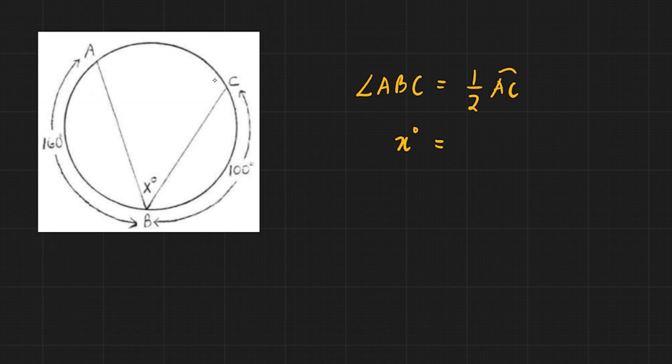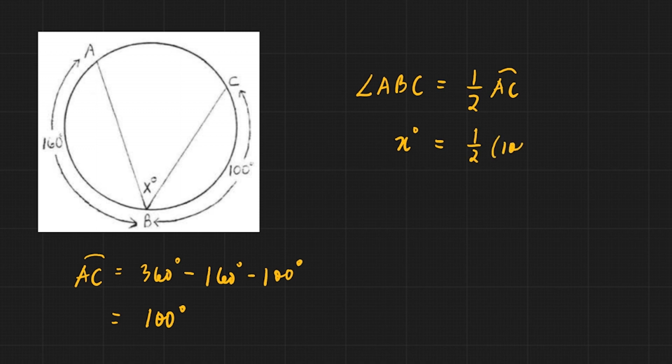So, to get this AC, we already know the 160 from A to B, and arc BC also measures 100 degrees. So, we're going to look for AC by subtracting 160 and 100 from 360. So, in this case, arc AC is equal to 360 degrees minus 160 minus 100. So, therefore, arc AC measures 100 degrees. So, we can now substitute here 1/2 times 100 degrees. Therefore, x degrees is equal to 50 degrees. Since we're going to look for the value of x, therefore, x is equal to 50.